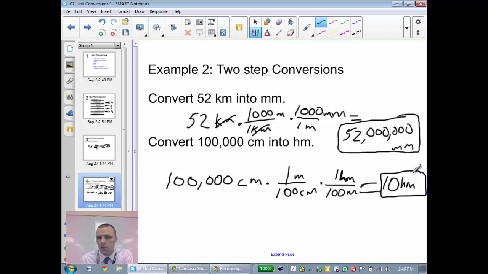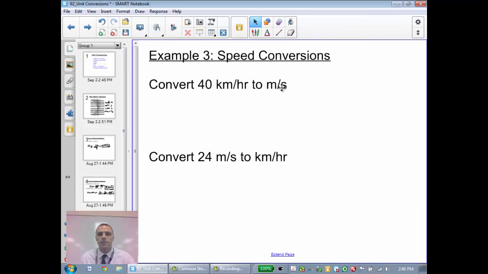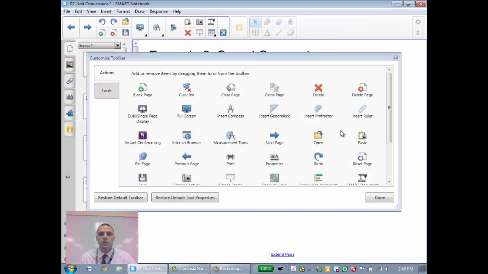And those are what I would call two-step conversions, a little bit more complicated. You might see a couple of those in physics. The next example is actually far more common for us to see, and these are speed conversions.